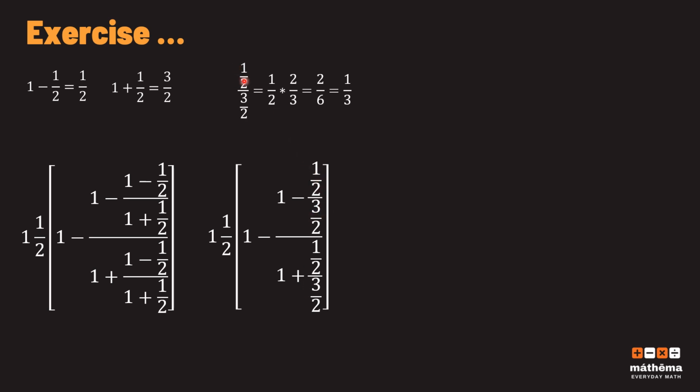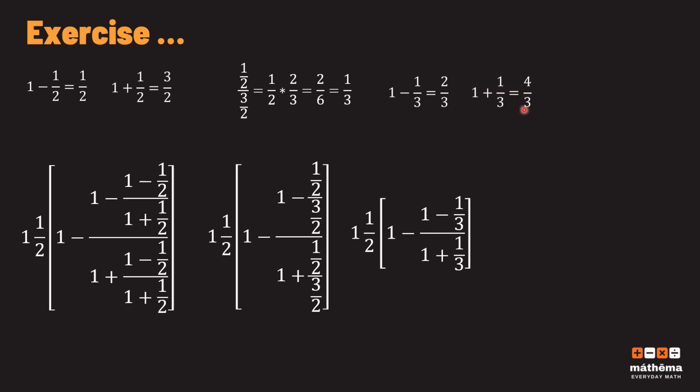1 half over 3 halves is just equal to 1 half times the reciprocal of 3 halves, which is 2/3, and that will give us 1 times 2 is 2, 2 times 3 is 6. Simplify, we have 1/3. So basically, this entire thing is just equal to 1/3. Then again, the same is true here. So we will now have 1 minus 1/3, 1 plus 1/3. Now, what is 1 minus 1/3? 1 minus 1/3 is just 2/3, while 1 plus 1/3 is just 4/3.